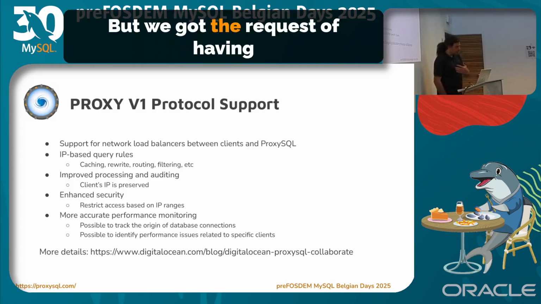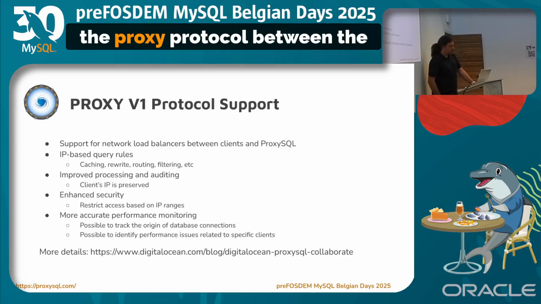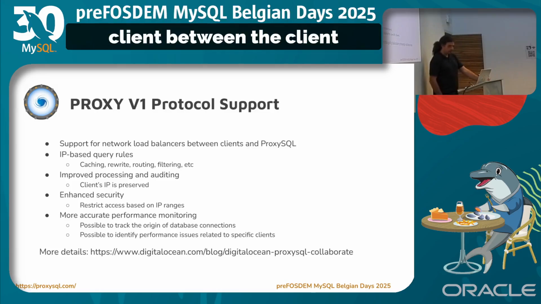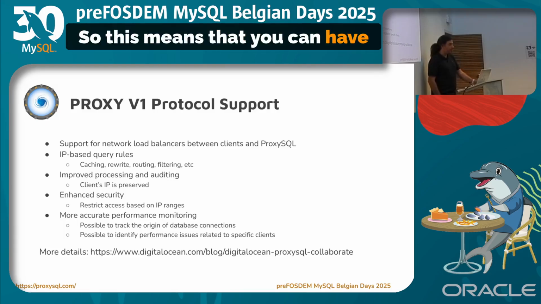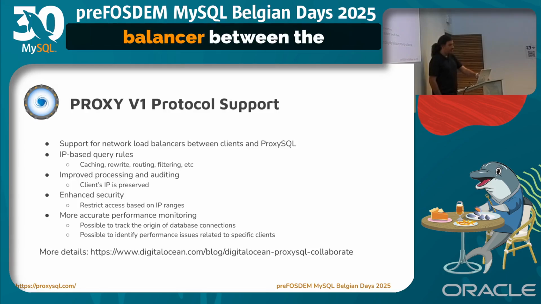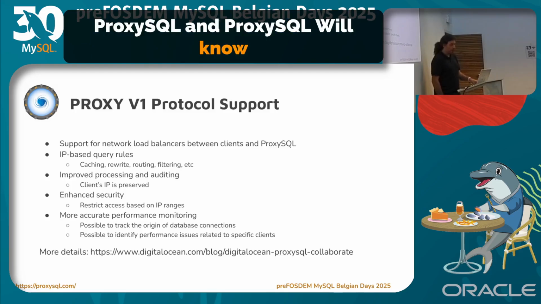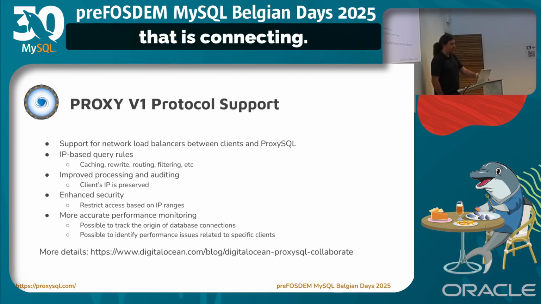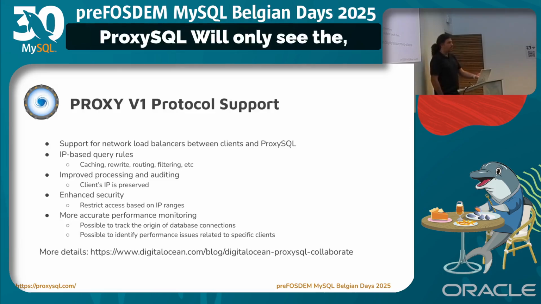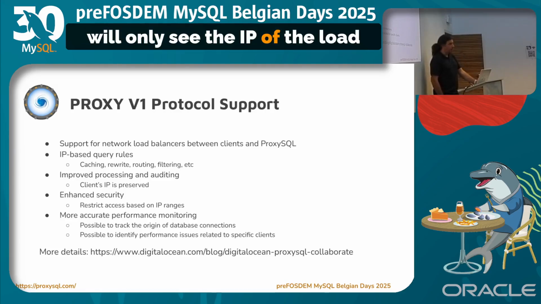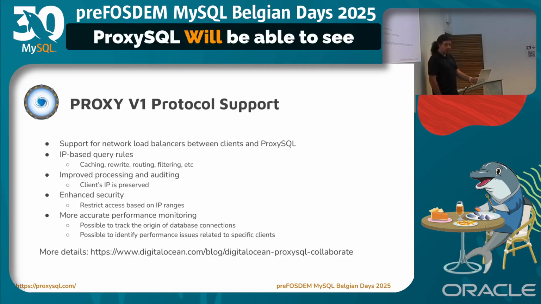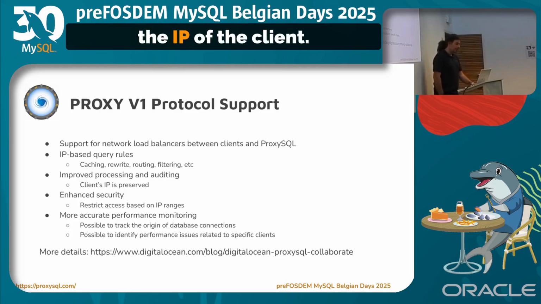But we got the request of having the proxy protocol between the client and ProxySQL. This means that you can have a network load balancer between the client and ProxySQL, and ProxySQL will know the IP of the client that is connecting. Because historically, if you have a load balancer, ProxySQL will only see the IP of the load balancer. Now, instead, ProxySQL will be able to see the IP of the client.